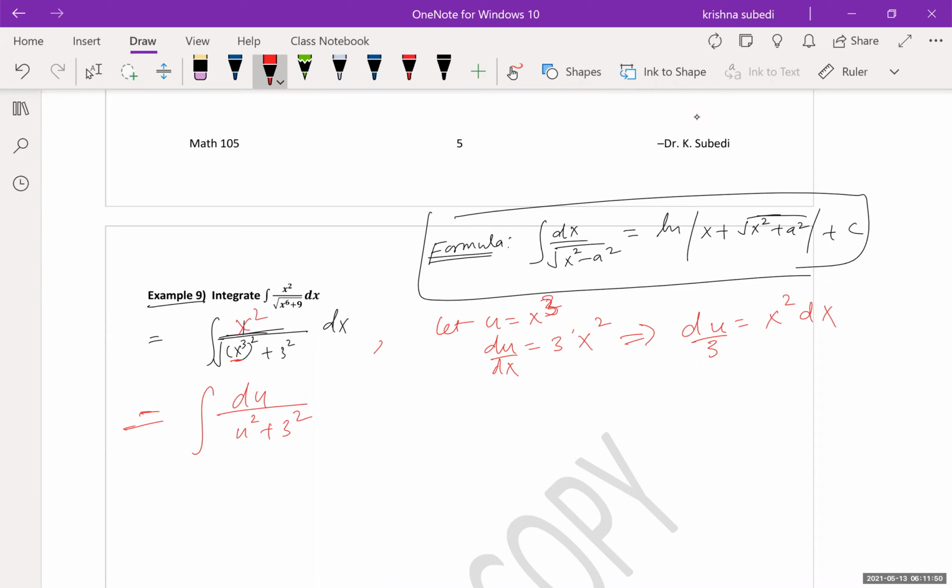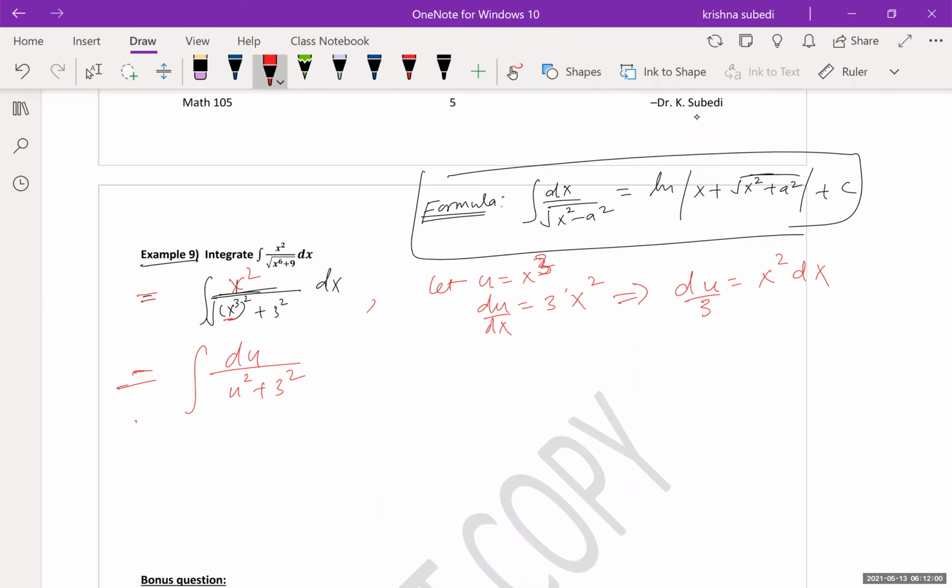Okay, so in order to change this, we need to use the substitution rule. This one is a little tricky, guys. Now using the formula, you can say that the integration is ln of u plus square root u squared plus a squared, plus c. Here a means 3, so u squared plus 3 squared.